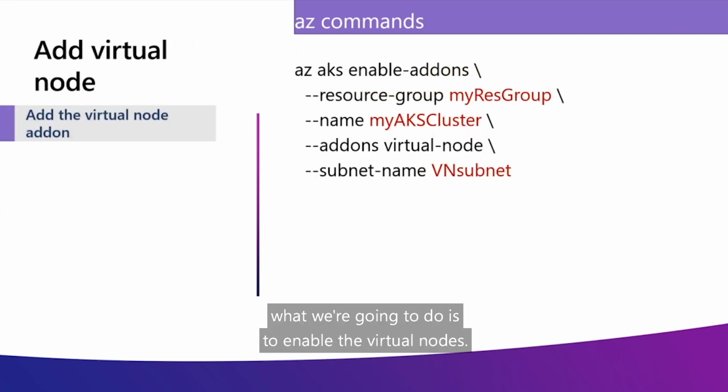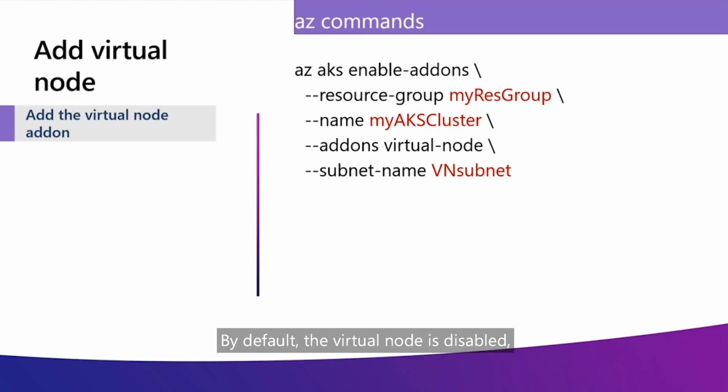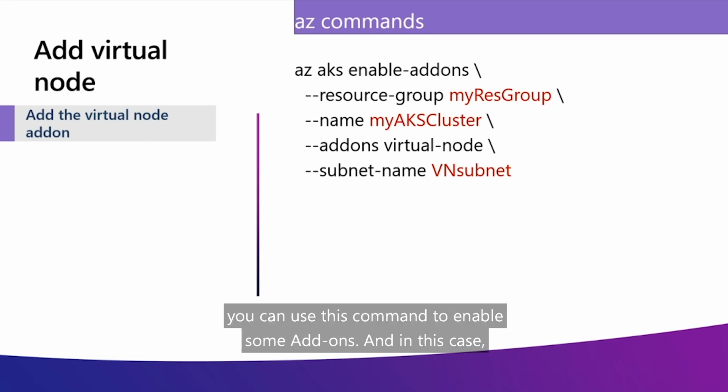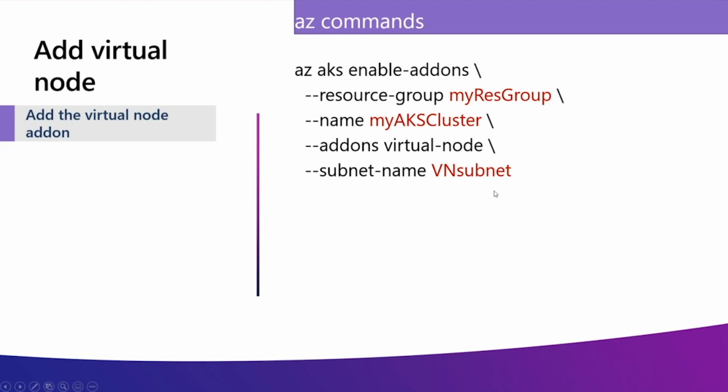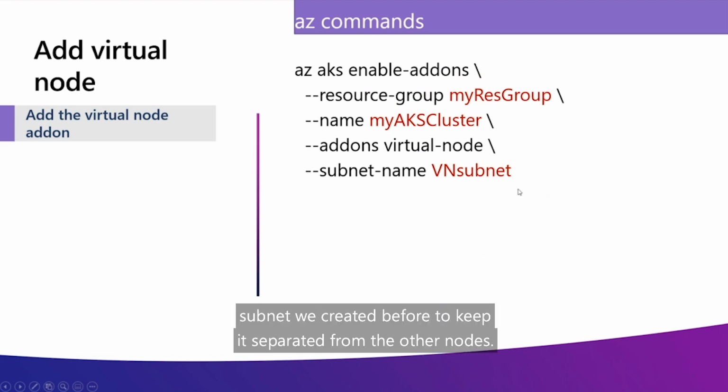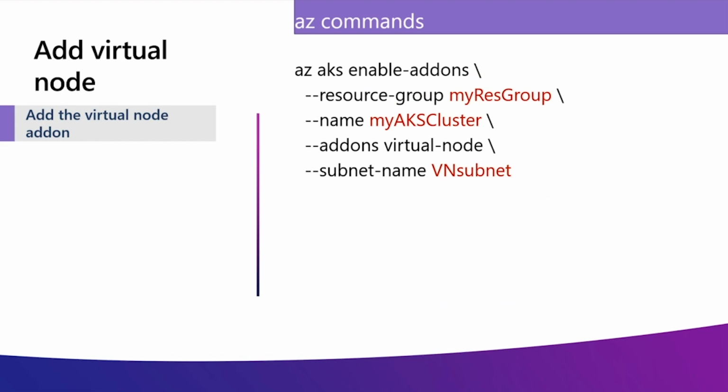After cluster creation, what we are going to do is to enable the virtual nodes. By default, the virtual node is disabled. So whenever the cluster is ready, you can use this command to enable some add-ons. And in this case, we are going to enable the virtual node. And we are going to assign it to the subnet we created before to keep it separated from the other nodes.